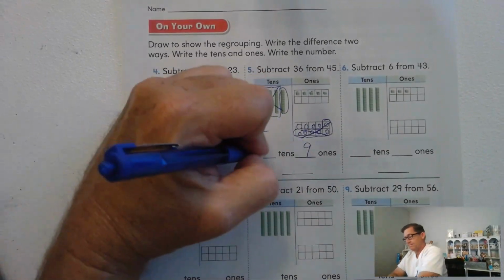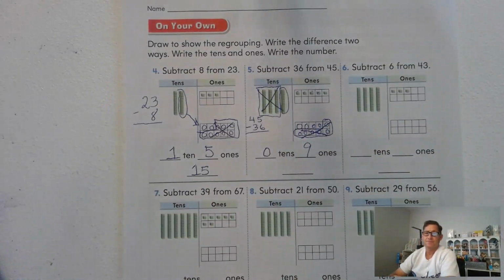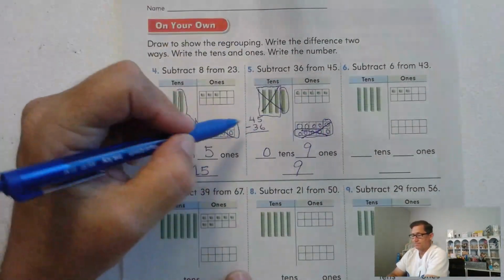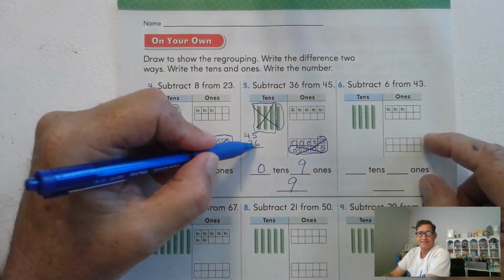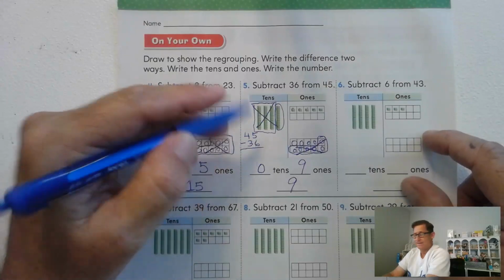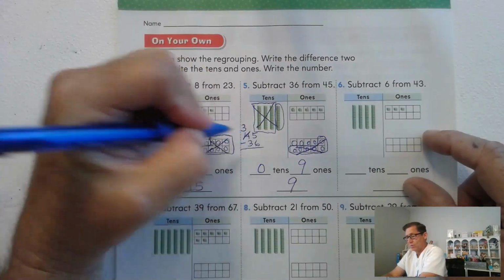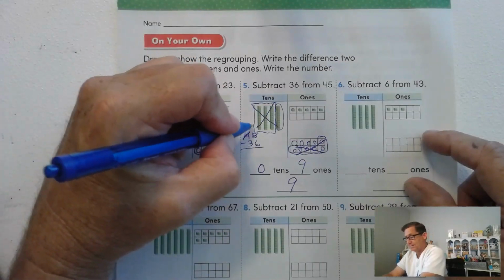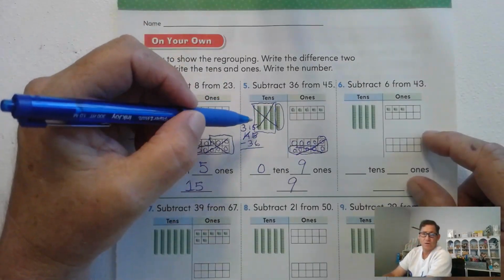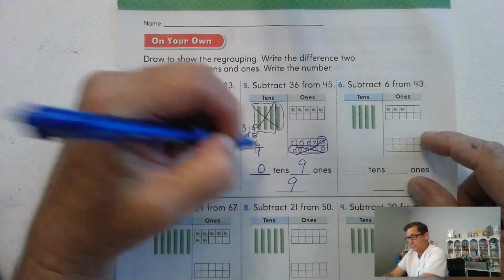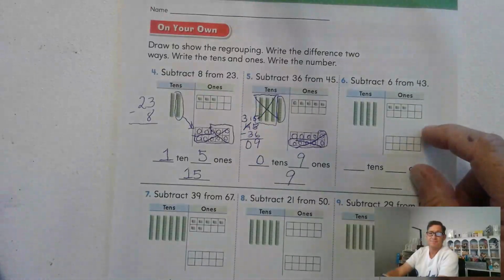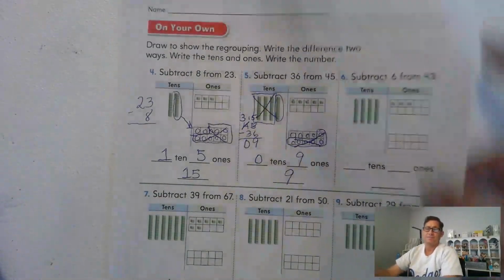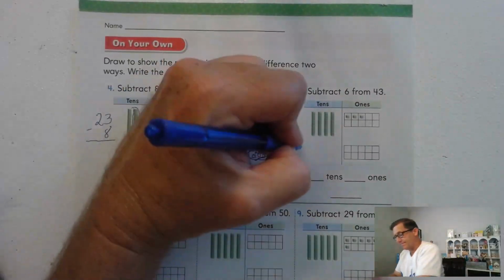So how many tens are left? 0 tens. So what's our answer? 9. Okay, what does that look like using just a straight subtraction method? I can't take away 6 from 5. 5 minus 6, I can't do that. So I traded one of the tens for 10 ones, which made me 15 ones. 15 minus 6 was 9, and 3 tens take away 3 tens was 0 tens. So 9.